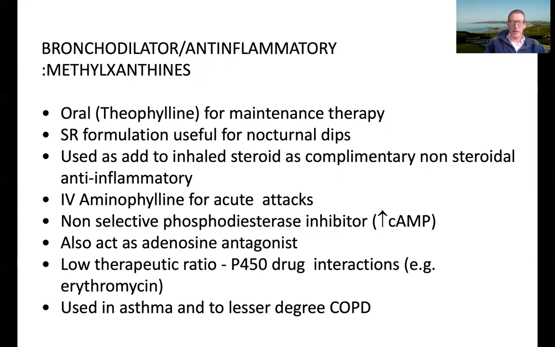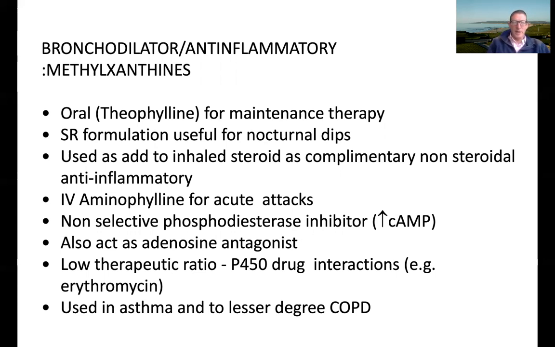It's a slow release formulation, which releases slowly into the blood, which can be used for nocturnal dips. So if you take the tablet at night, you've got some in your blood to cover that dip throughout the night and early morning. They're never used on their own, only used as add-on to inhaled steroid.